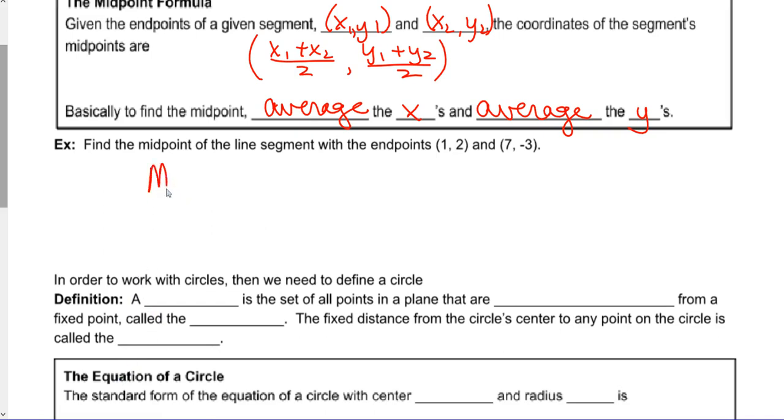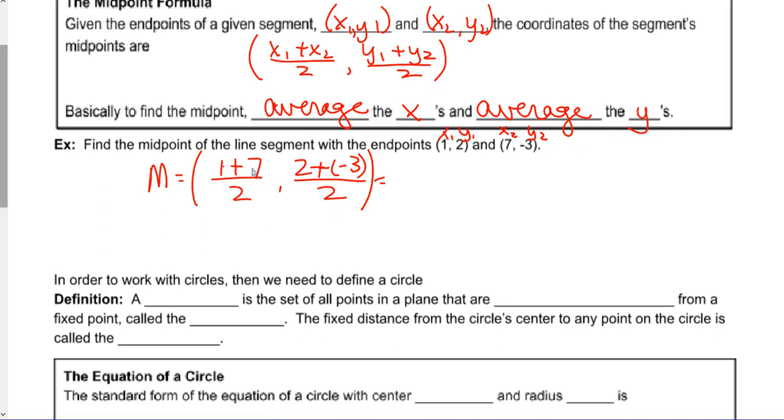So for our midpoint, we're going to take x1 plus x2. So that gives me a 1 plus 7 divided by 2. Then I'm going to take y1 and y2. So I'm going to take 2 plus a negative 3, and then divide by 2. Simplify from here. Again, it's a formula. Plug in the numbers and simplify.